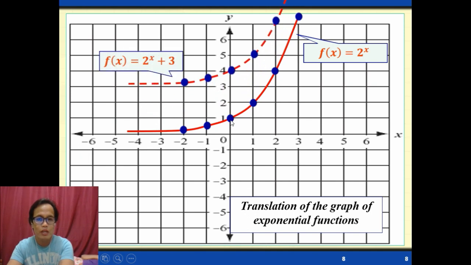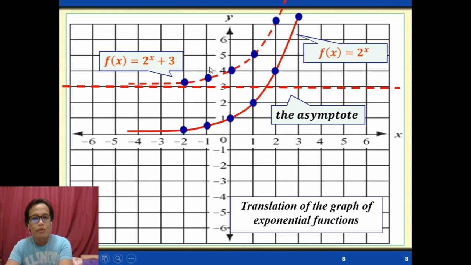Okay, so now the original reference function, reference graph 0, reference graph 1 moves 3 units upward: 1, 2, 3. So this is now our graph of the function f of x equals 2 raised to x plus 3. Okay? So it just moved 3 units upward: 1, 2, and 3. Now, this time, our horizontal asymptote is now the line y equals 3. This y equals 3 is our horizontal asymptote.